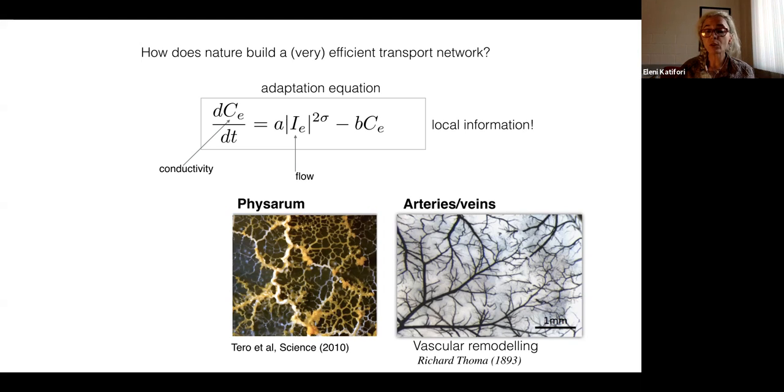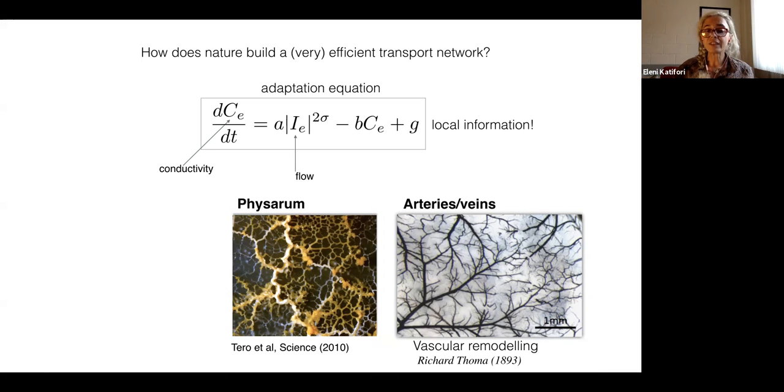And now, if you see that equation, it only uses local information. Each vessel knows its own conductance and its own current. It doesn't explicitly know what the neighbor is doing. It only knows itself, and it adapts based on local information. Now, this adaptation equation was popularized in a lot of very nice work on Physarum polycephalum, which is a slime mold. It is actually a macroscopic unicellular but multinucleate organism. It's a foraging organism that makes these vessels that you see here in this yellow picture.